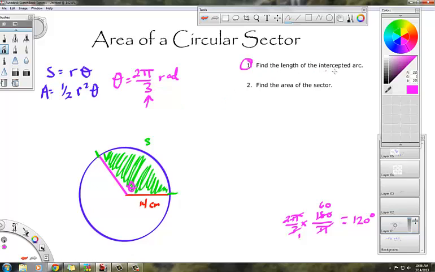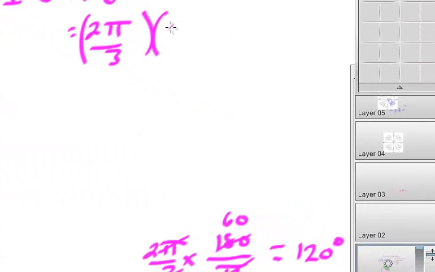To do the math, we're going to go through these two steps. We'll do step 1 first, find the length of the intercepted arc. To do that, you use this equation right here: S equals R times theta. Theta is in radians, so don't be tempted to use 120 degrees. You want to use 2 pi over 3, times the radius, which is 14 centimeters. I did kind of get those backwards. Usually it's 14 centimeters times that.